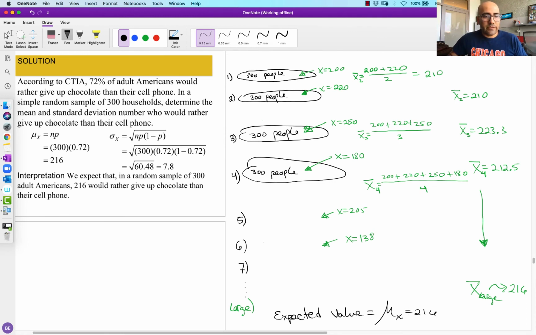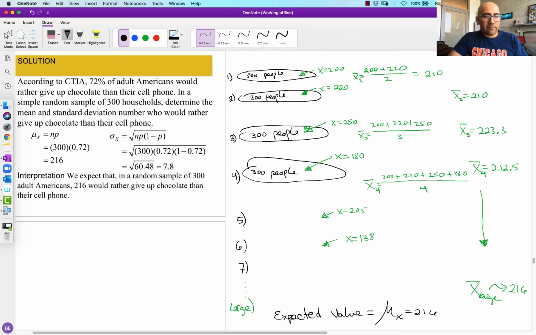Right? So we expect that in the long run, when we sample 300 adult Americans, about 216 would rather give up chocolate than cell phone. Right? So this is a more technical interpretation of what the expected value represents. But then over here, we kind of condense it into a more simple statement of how to interpret that.